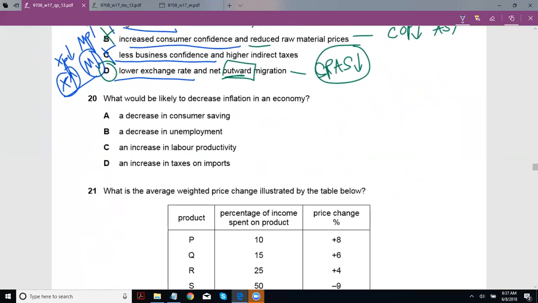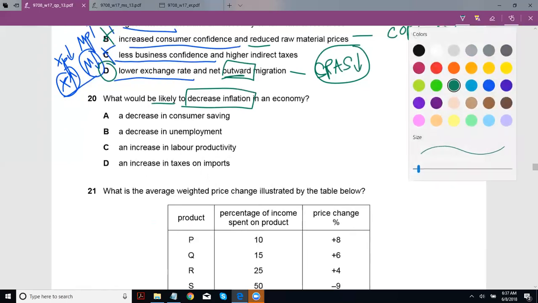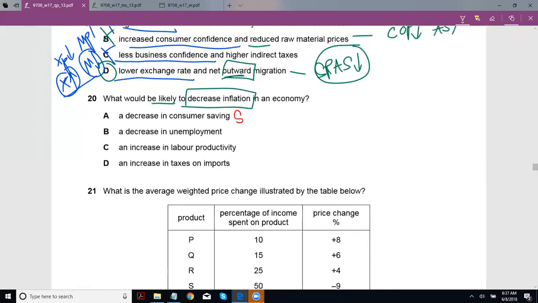20. What would be likely to decrease inflation in an economy? A decrease in consumer saving. If you save, let's use a different color, in fact. If you save less, because you have the same disposable income, you're going to consume more, because from your disposable income, you'd either save or you consume. So save less, consume more, aggregate demand increases, more demand pull inflation. So that's not it.